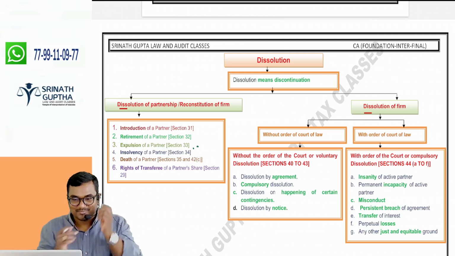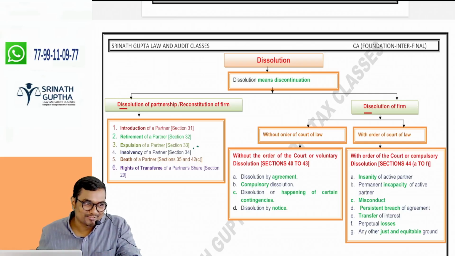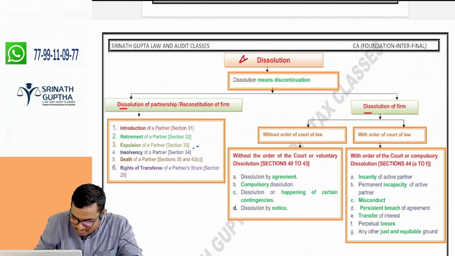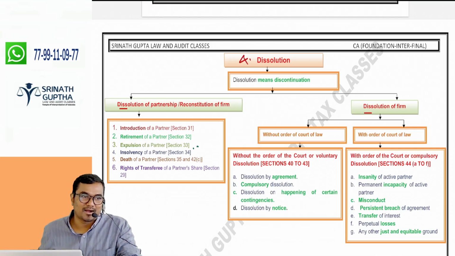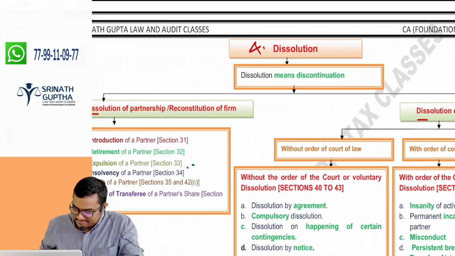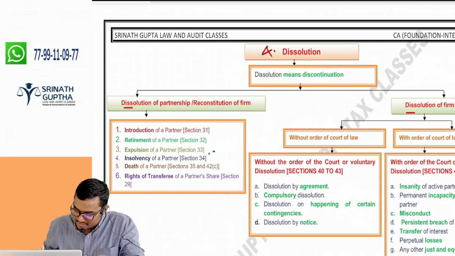Welcome back to the world of law. We'll revise topic 4 in partnership, resolution. What is it? We will do a quick, rapid revision.